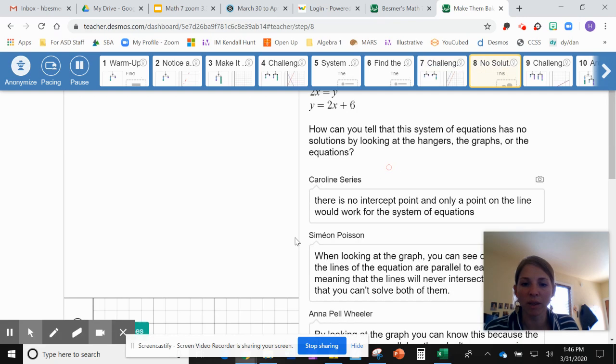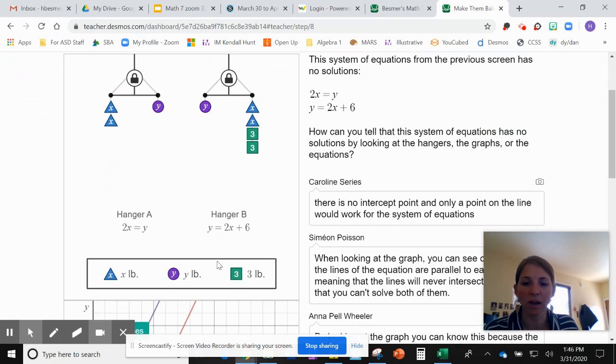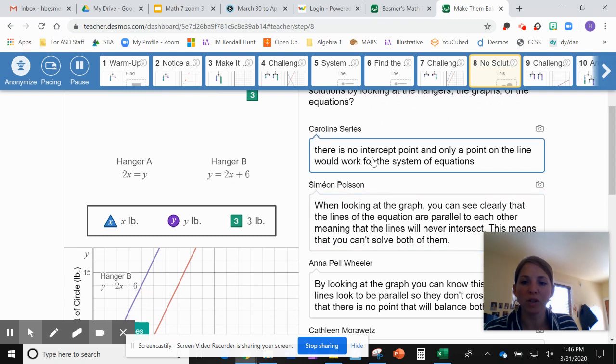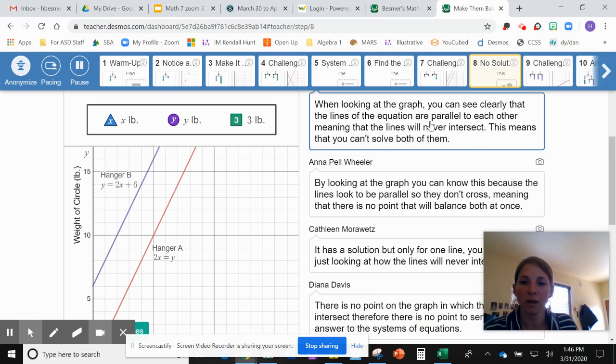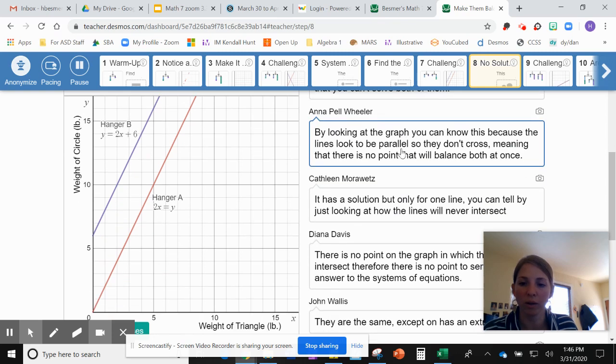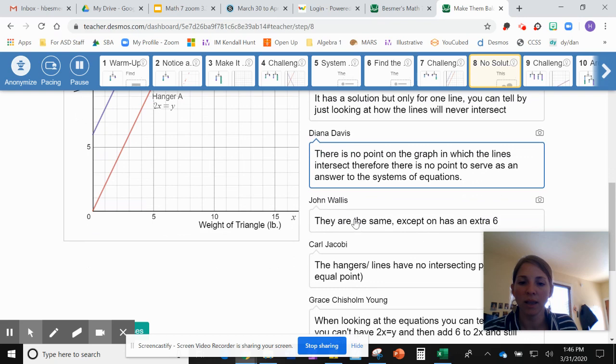So when we were talking about this, there's no solution here. There is no intersection point, and only a point on the line would work for the system of equations. You can see clearly that the lines of the equations are parallel to each other, meaning that they will never intersect. It means you can't solve both of them, right? So noticing that there are some parallel features going on here. Parallel comes up again, and that is true.